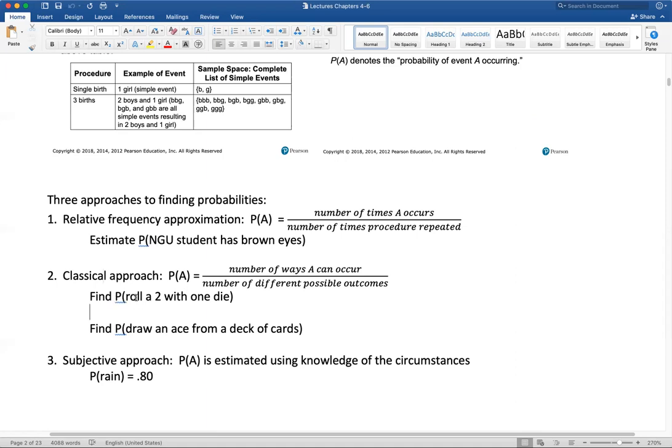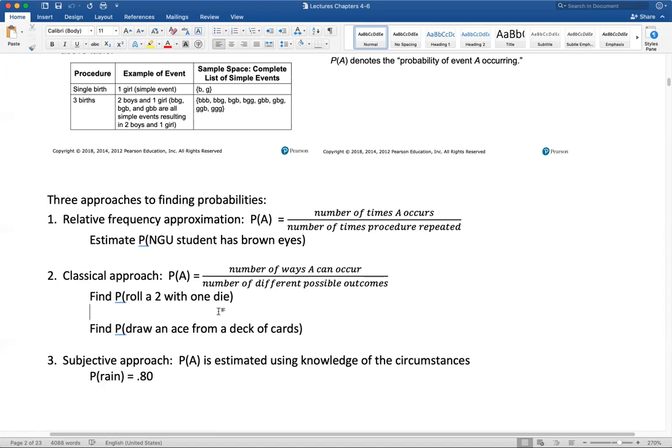Think about this: find the probability of rolling a 2 with 1 die. We just roll a die and figure out the probability of a 2. How many outcomes in the event? 1, right? How many outcomes in the sample space?